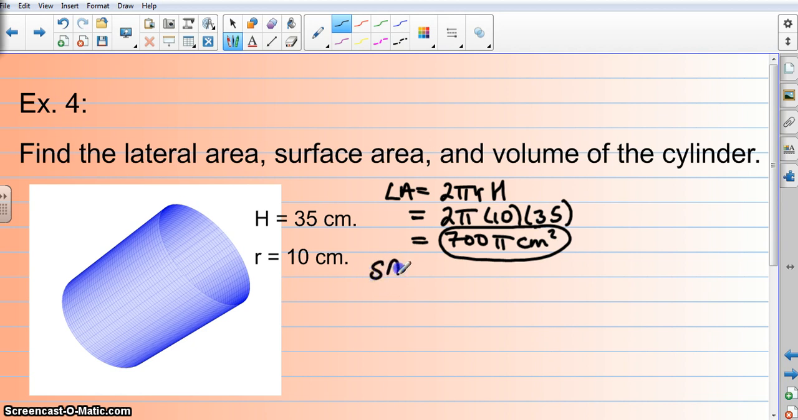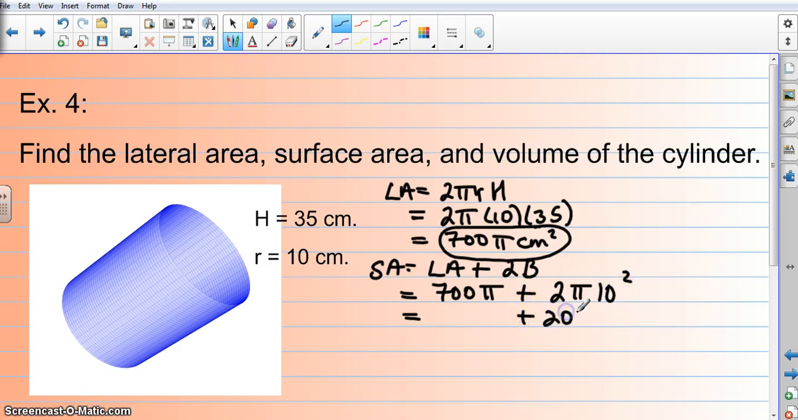My surface area is going to be my lateral area plus 2 base areas, so that's 700 pi plus 2 pi radius squared, so 2 pi r squared is 2 pi 10 squared. Okay, so 10 squared is 100. 100 times 2 is 200, so I'm going to be adding 200 pi to my 700 pi, and so I get 900 pi centimeters squared for my surface area.